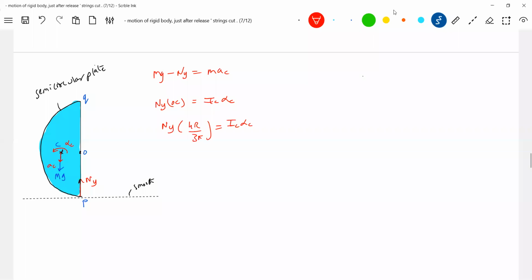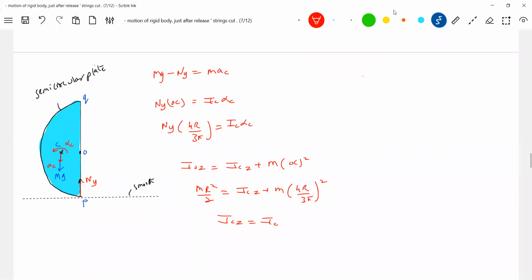How to calculate IC? Can we calculate about O, for the semicircular plate? Go back to the logical method I showed. For the semicircular plate about O, we can find out IOZ. From that we can calculate ICZ, applying the parallel axis theorem. IOZ is equal to ICZ plus M into OC square. IOZ is how much? MR square by 2 only. Okay, you got ICZ. This ICZ is nothing but IC. Okay, now we know this.